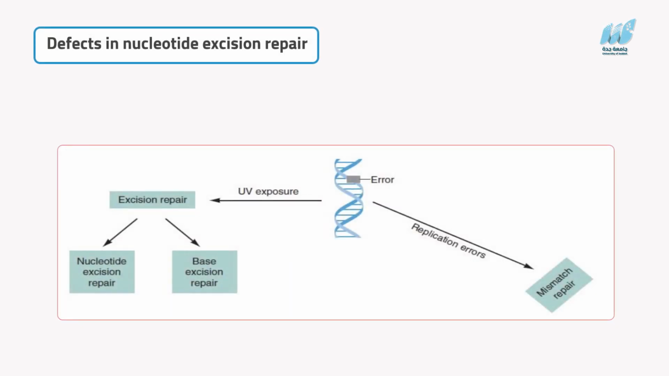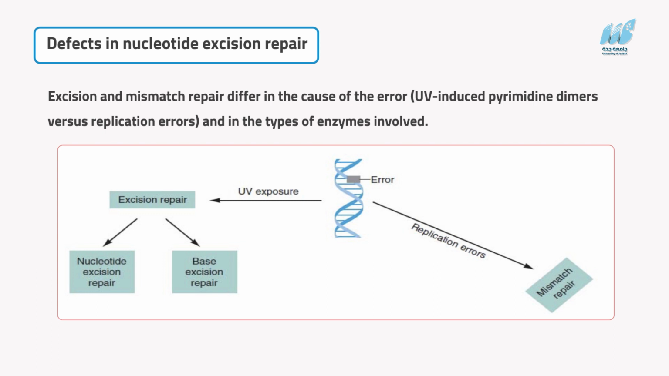This summarizes how DNA is repaired when the damage is in one strand. Excision and mismatch repair differ in cause and error, UV-induced pyrimidine dimers versus replication errors, and in the type of enzyme involved.